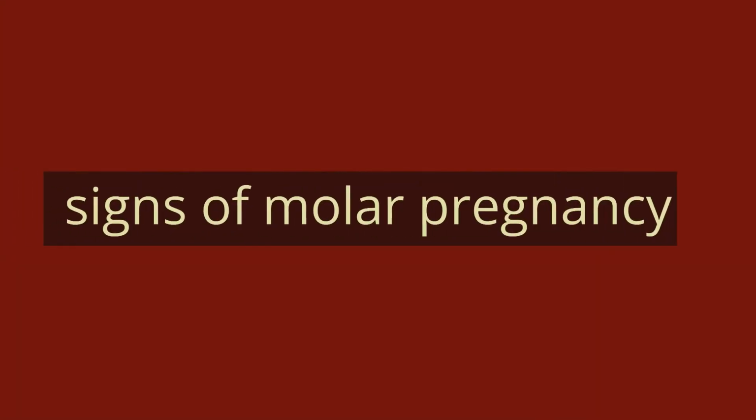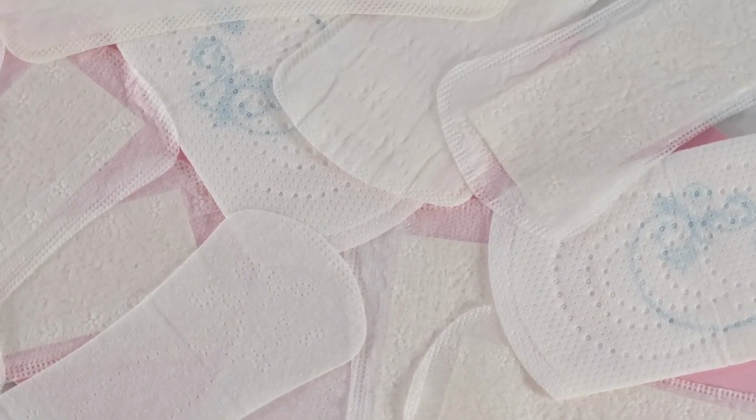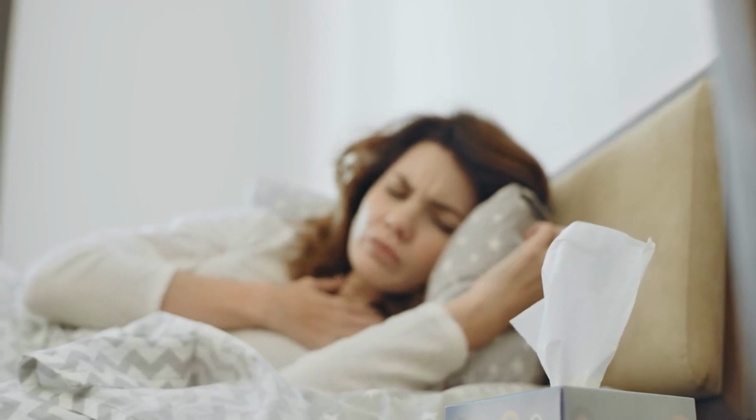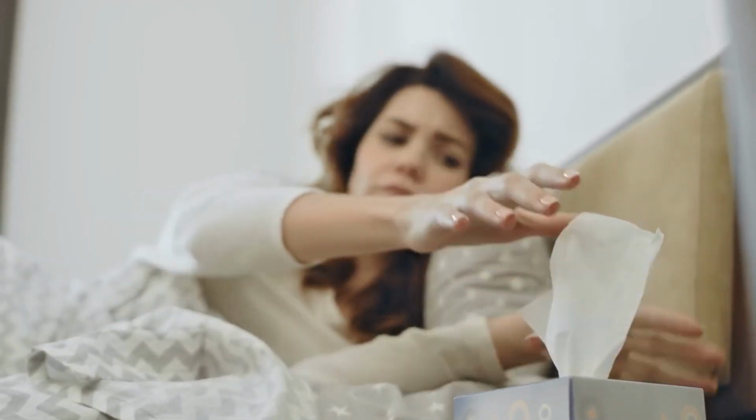Signs of molar pregnancy. Absence of menstrual flow, also known as amenorrhea. Increased pregnancy symptoms beginning at 6 to 8 weeks in a complete molar pregnancy. Hemorrhage or a discharge that is stained with blood. Excessive nausea and vomiting caused as a result of elevated levels of human chorionic gonadotropin.